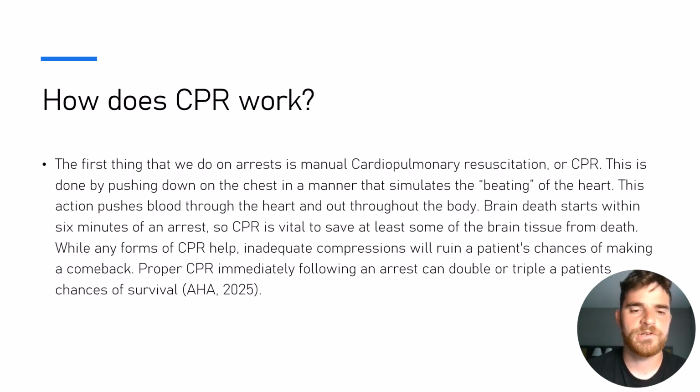So how does CPR work? First thing we do on arrest is manual cardiopulmonary resuscitation, or CPR. This is done by pushing down on the chest in a manner that simulates the beating of a heart. This action pushes blood through the heart and out throughout the body. Brain death can start within 6 minutes of an arrest, so CPR is vital to save at least some of the brain tissue from death. While any form of CPR helps, inadequate compressions will ruin a patient's chances of making a comeback. Proper CPR immediately following an arrest can double or triple a patient's chances of survival. That's by the AHA.